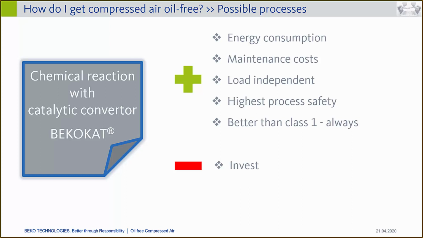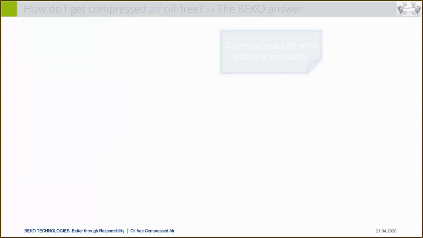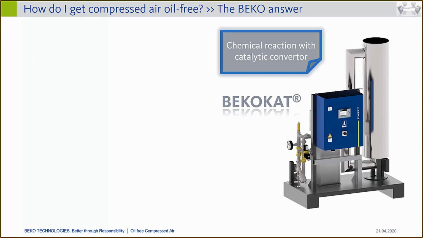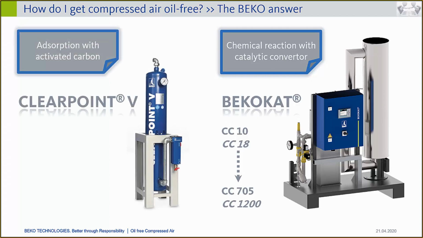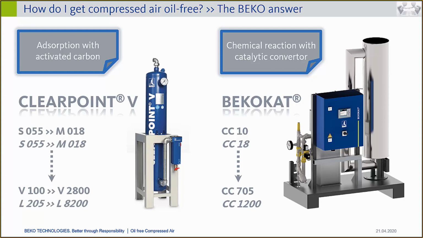So to sum this up, the BEKO-CAT is one of the answers that BEKO has to oil-free treatment systems. And the BEKO-CAT is available in sizes from CC10 to CC705 for the US market, and CC18 to 1200 for the other markets. On the other hand, we have the activated carbon tower ClearPoint V. This is also available in a certain range of sizes.